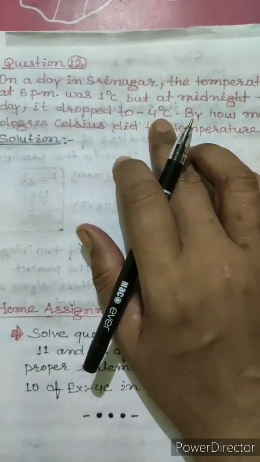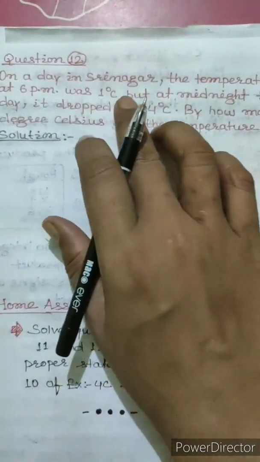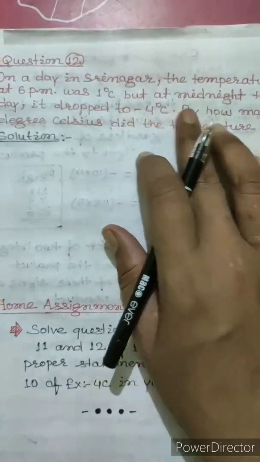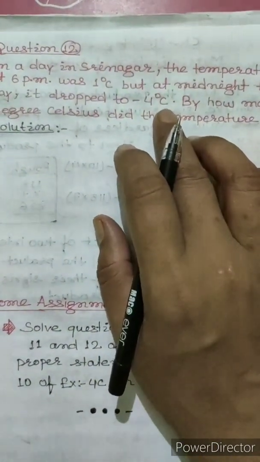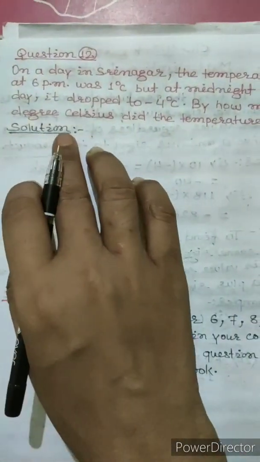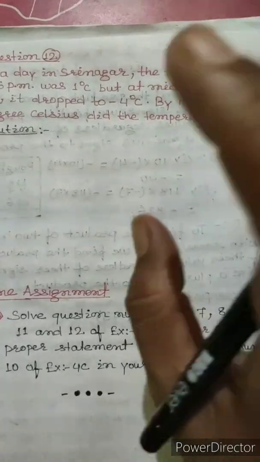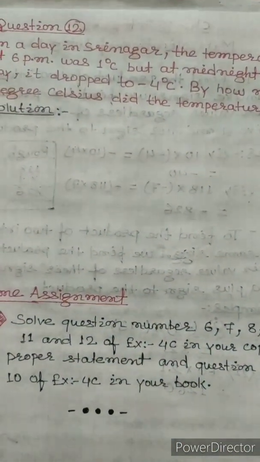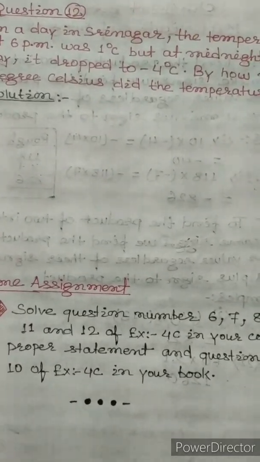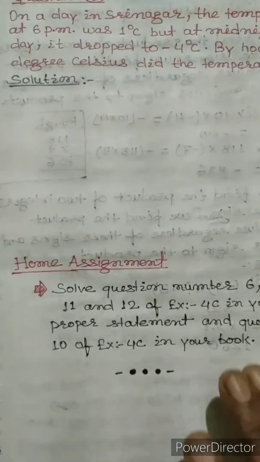At Srinagar, the temperature at 6 p.m. was 1 degree Celsius, but at midnight the temperature was minus 4 degrees Celsius. By how many degrees Celsius did the temperature fall? That you need to find, how much the temperature falls. So it is a very simple question, and I am going to solve it.